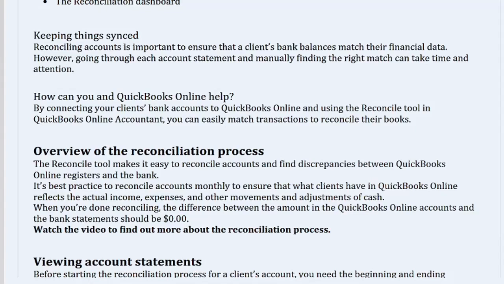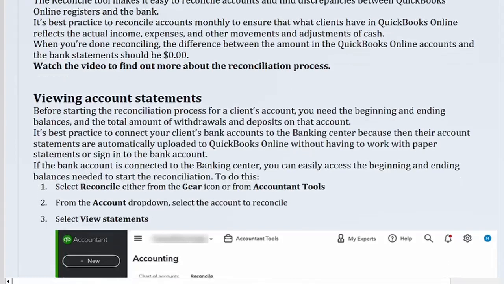Overview of the reconciliation process. The Reconcile tool makes it easy to reconcile accounts and find discrepancies between QuickBooks Online registers and the bank. It's best practice to reconcile accounts monthly to ensure that what clients have in QuickBooks Online reflects the actual income, expenses, and other movements and adjustments of cash. When you're done reconciling, the difference between the amount in the QuickBooks Online accounts and the bank statements should be $0. Watch the video to find out more about the reconciliation process.